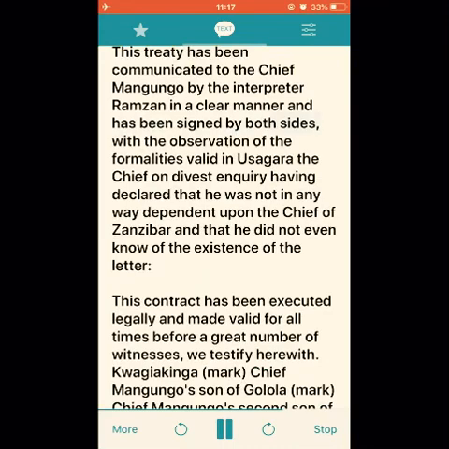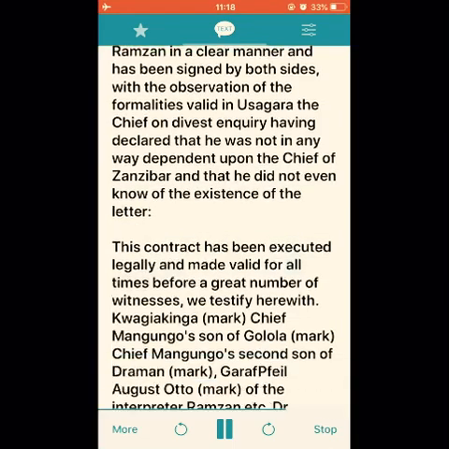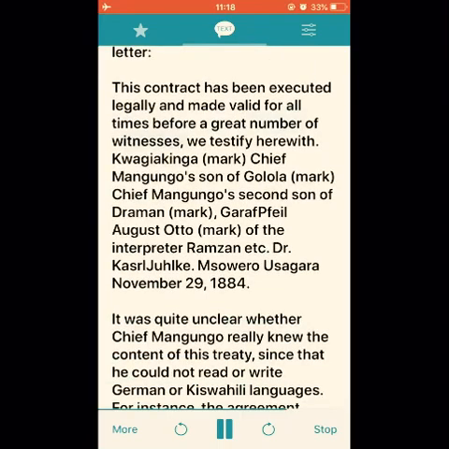signed by both sides, with the observation of the formalities valid in Usagara, the chief on direct inquiry having declared that he was not in any way dependent upon the chief of Zanzibar and that he did not even know of the existence of the letter. This contract has been executed legally and made valid for all times before a great number of witnesses. We testify herewith. Kwajia Kinga, Mark, Chief Mangungo's son of Galila, Mark, Chief Mangungo's second son of Draman, Mark, of the interpreter Ramzan etc., Dr.